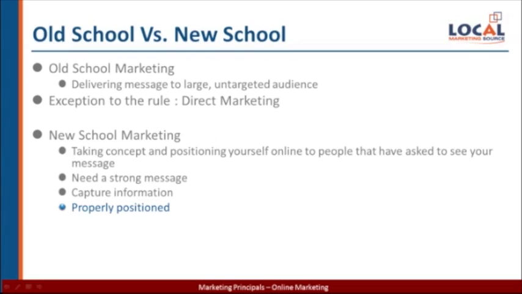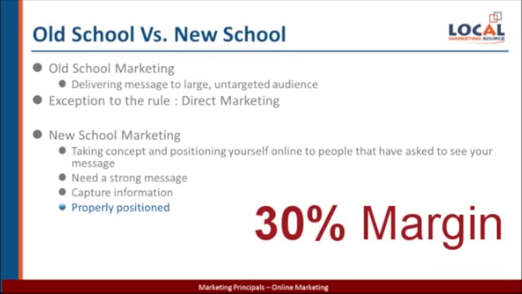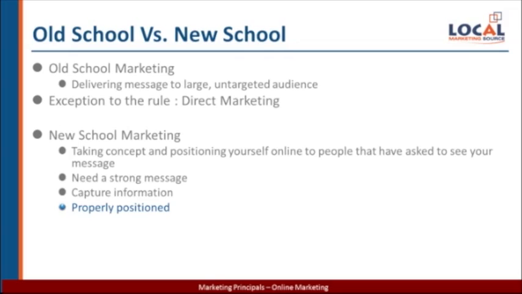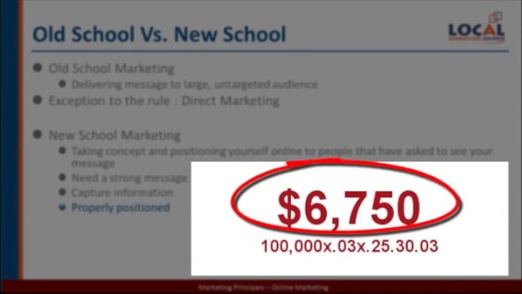Now consider this example. Get back to Avon. They might send out, say, 100,000 marketing letters to former buyers. If 3% of that audience opens the letter and 25% of open letters end up buying a product, say, worth $30 at a 30% margin rate, their net profit for that campaign is going to be $6,750.